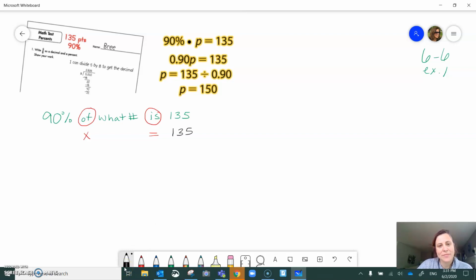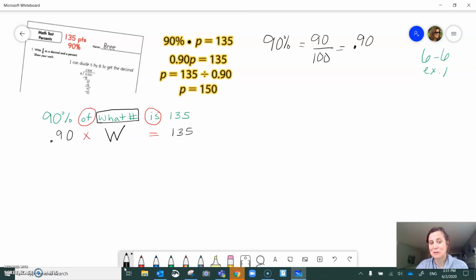90%. Here's what I know about 90%. 90% is really 90 parts out of 100. And if you actually did 90 divided by 100, you would get 0.9 or 0.90 if it's nicer to work with that number. So that's where that's coming from. And what number, that's what we're looking for. So let's make that the letter W for what number. Okay. So when we rewrite this problem the way they showed us up there, it becomes 0.9, because you don't need that 0 after the 9. You can put it there if it makes you feel better.